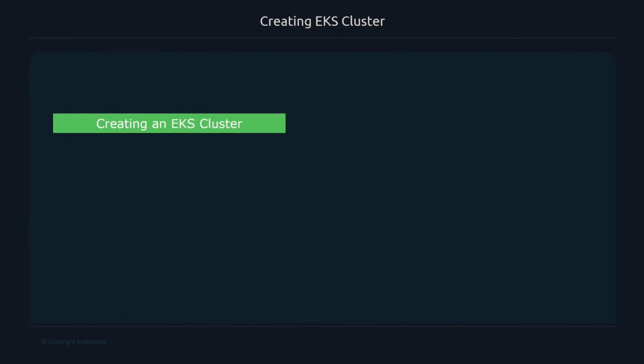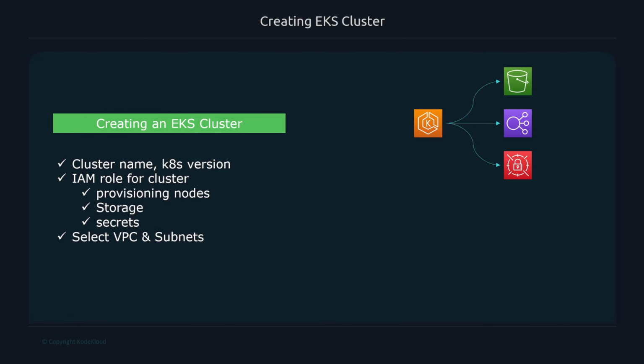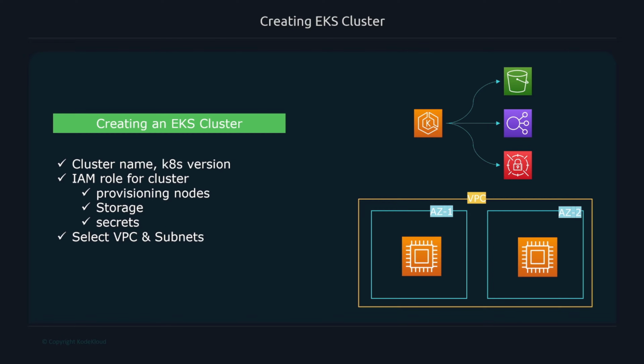To create an EKS cluster, there's going to be a couple of things that you're going to have to configure. The first thing is you're going to have to give the cluster a name, as well as what Kubernetes version you want to run. You're going to have to give it an IAM role for the cluster so that it has the necessary privileges to perform all of the various operations that it needs. So things like being able to provision nodes, accessing storage, secrets. The next thing that you're going to have to do is select a VPC and subnets that you want to run your EKS cluster on. And finally, you're going to have to define a security group for your cluster so that you can lock down what traffic is going to and from that cluster.